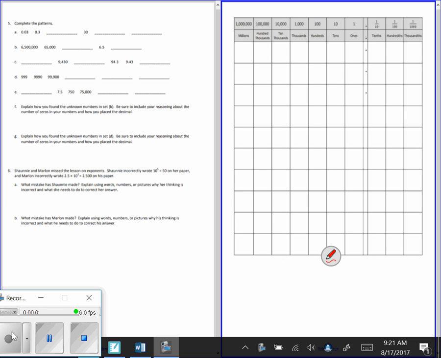Recording. For this top part of your homework, even though this is not the homework, this is just a problem set. For this top part where it says complete the pattern, using your place value chart is really going to make what this is asking you to do a lot easier, because it does kind of get hard to do it in your head. I don't even like looking at this and trying to do it in my head.